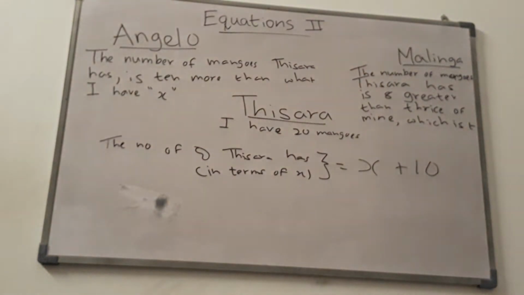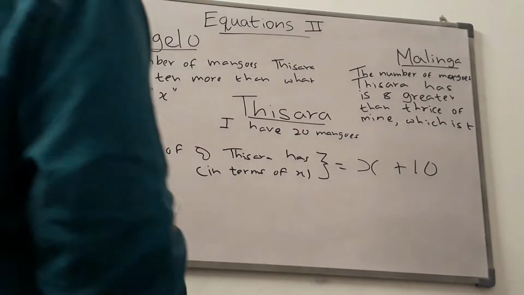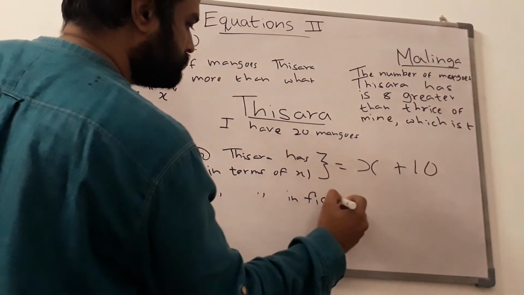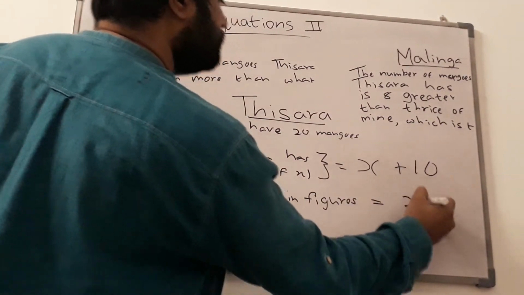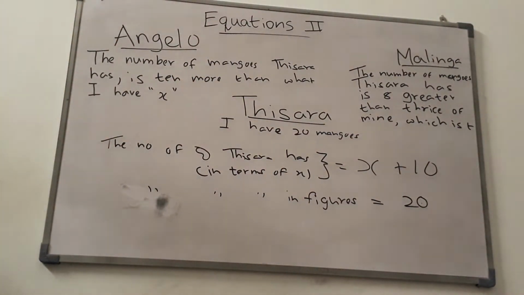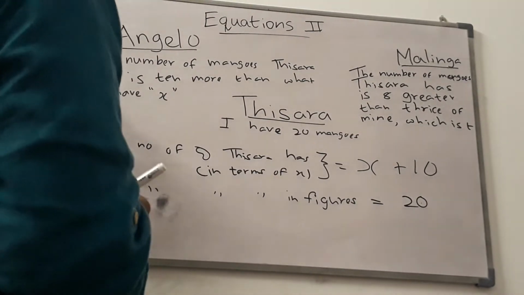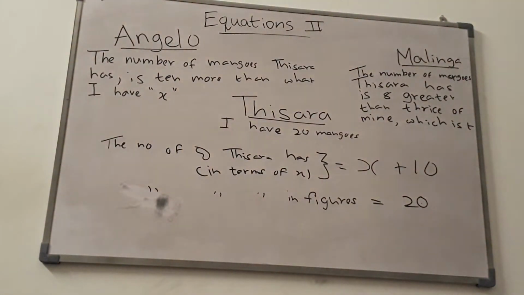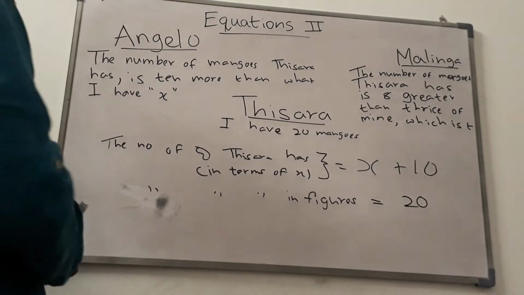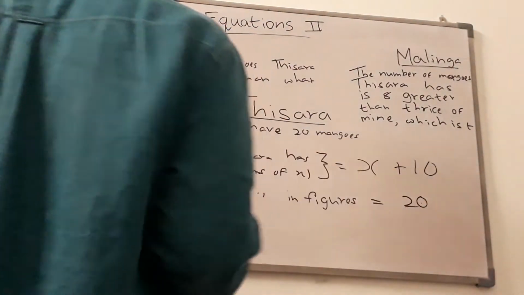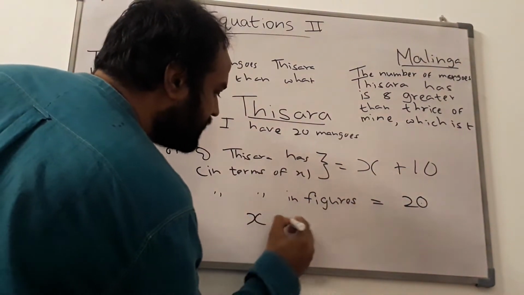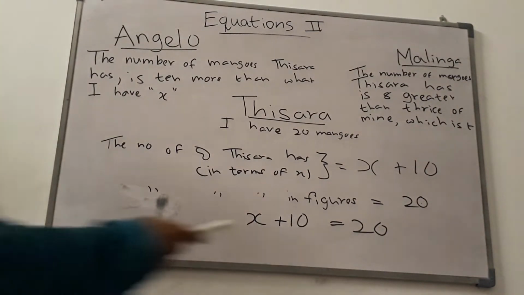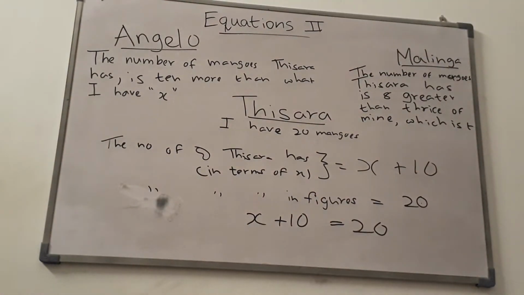And Tissara also says he has 20 mangoes. So the number of mangoes Tissara has in figures is 20. The number of mangoes Tissara has is X plus 10 according to what Angelo has in terms of X. That is also equal to 20. So we can make an equation with these two expressions. So we can say X plus 10 is equal to 20. This is the equation we can make.